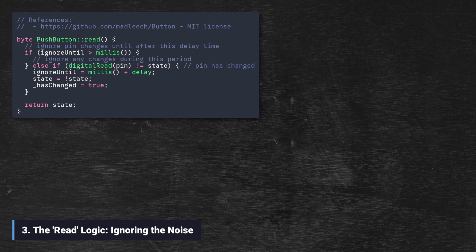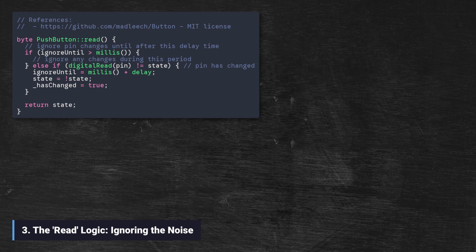About else if digitalRead(pin) is different from state. Once the silent period has passed, the function checks if the actual physical value on the pin, digitalRead, differs from the last stable state. If they are the same, do nothing. If they are different, that means a valid press or release event has just been detected.